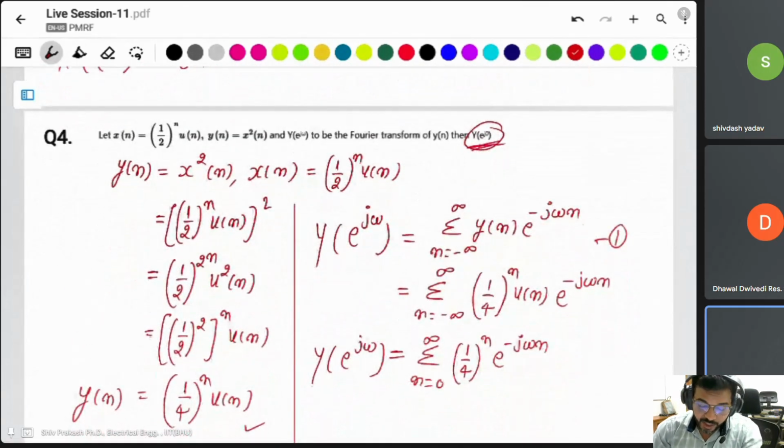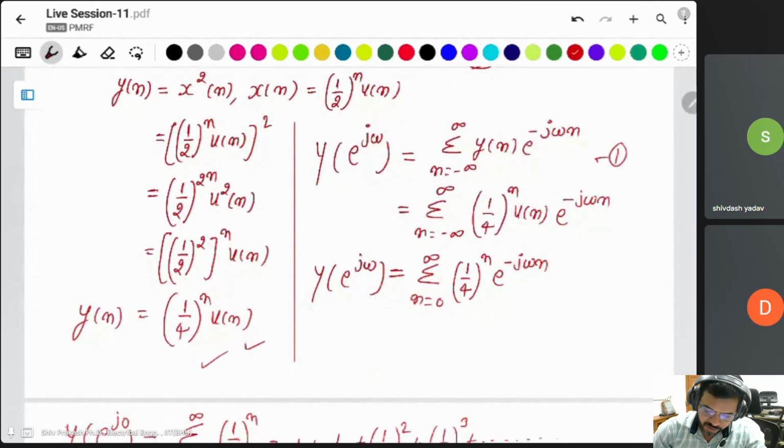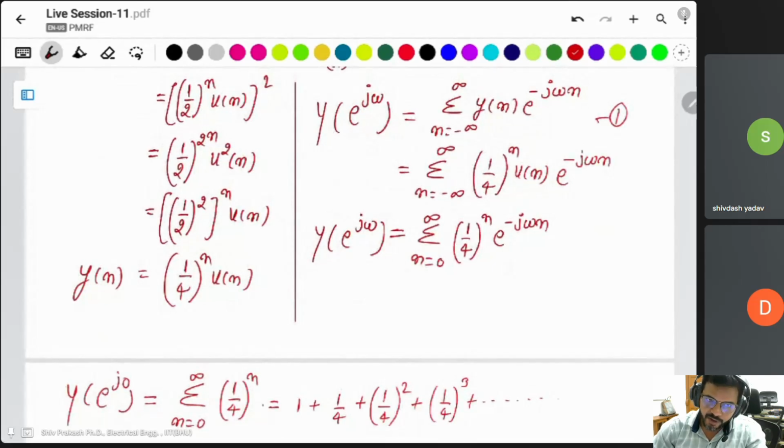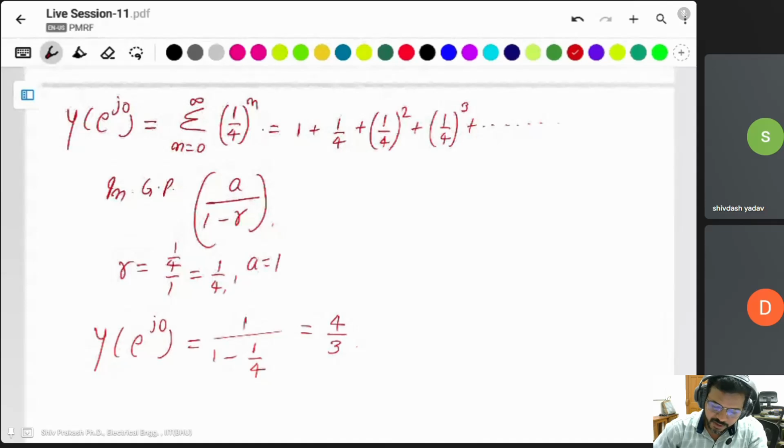The question is asking: xn is given as (1/2)^n un, and yn is given as x squared of n. Now put the value of xn in the function of yn, then we will get (1/2)^(2n) un, which means (1/4)^n un. After that you can solve this question by using alpha power n un, where alpha is greater than 0 and less than 1. Then we have to use the GP series for finding the summation of all the terms.